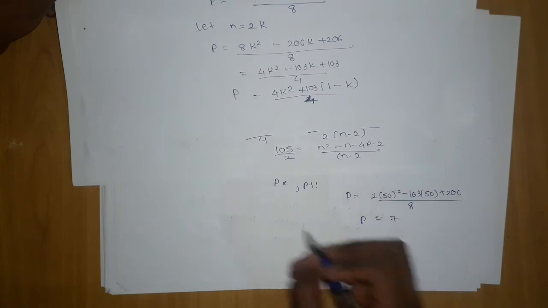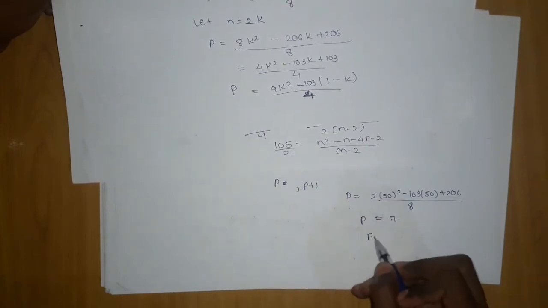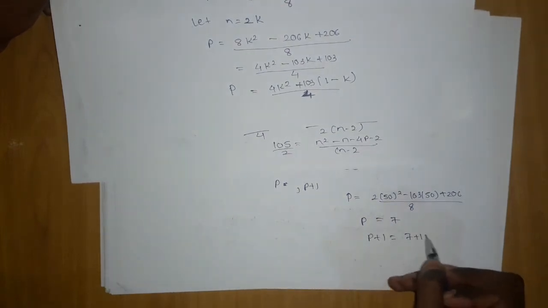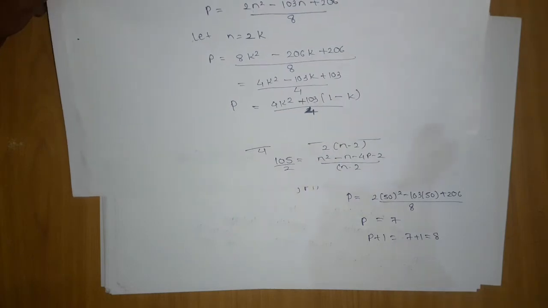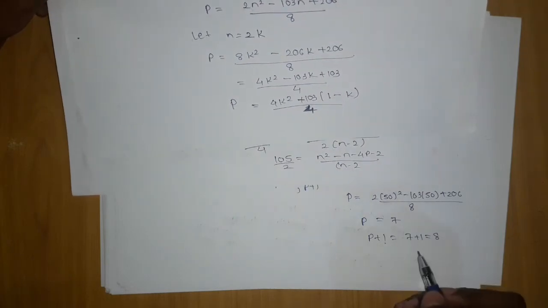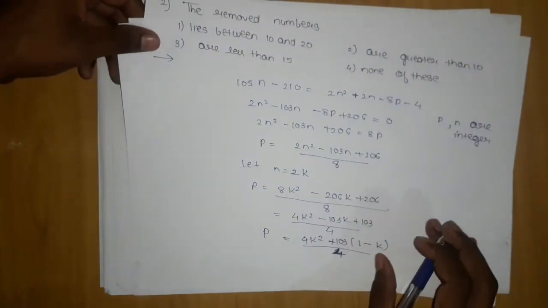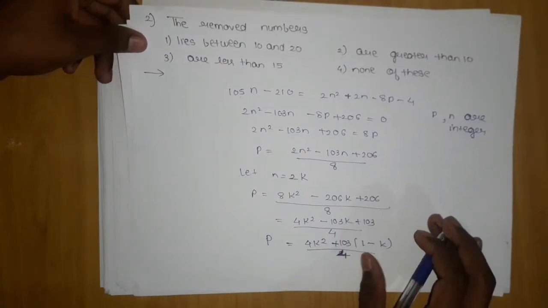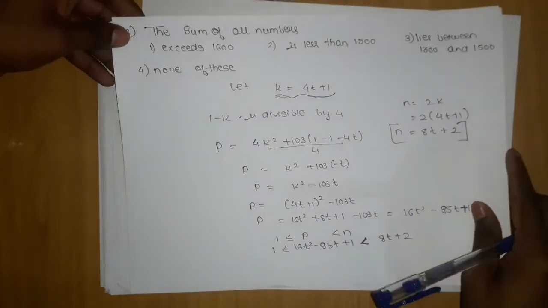If I get p equal to 7, my next term will be p plus 1, which will be 7 plus 1, which will be 8. So I got the two removed numbers, which are 7 and 8, and which lie between 10 to 20, not greater than or less than 15. So third is the answer. Now what was the last one? Sum of all the numbers. So we want the sum.